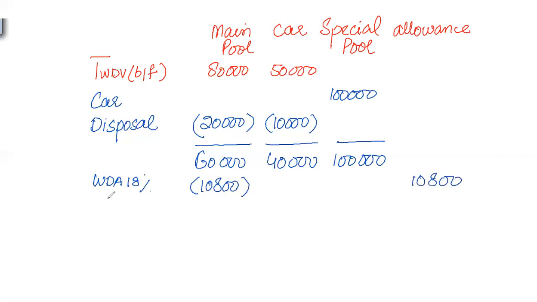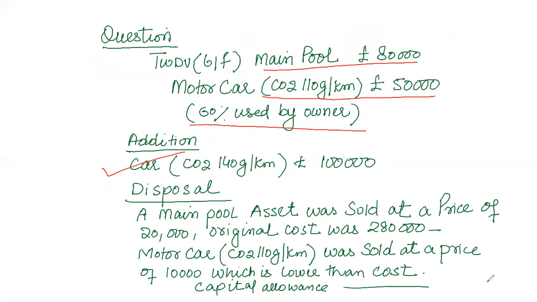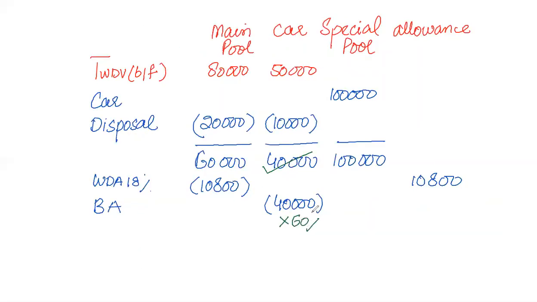But as far as the car is concerned, on the car, there is a balancing allowance. Why is it a balancing allowance? Because after deduction, the balance is positive. If the balance is positive, it is to be claimed as a balancing allowance. But as we know, there is a business use of 60% only. So 60% is available, that is 24,000 we can claim. And as far as the special pool item is concerned, there is a WDA of 6% per annum. So that comes out to be 6,000.